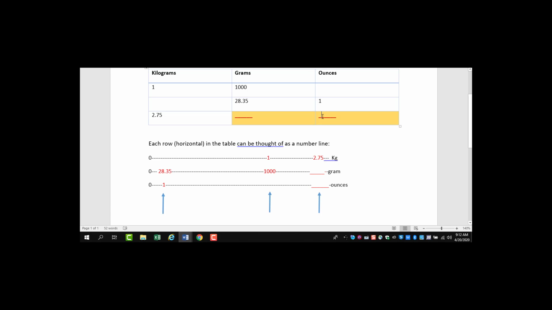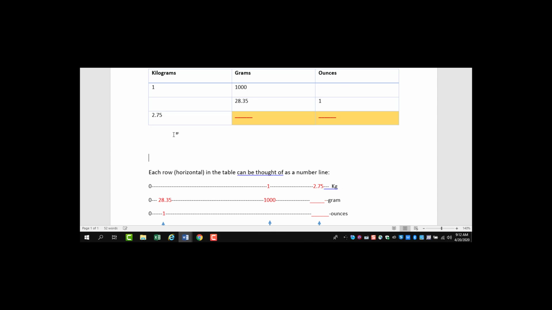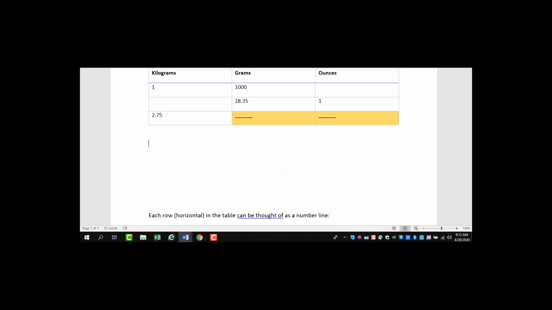I can't directly find this fact, because I don't have a conversion from kilograms to ounces. I just don't know what that is. The only conversion I have is kilograms to grams. Now let's watch. Here's the kilogram to grams right here. So that's one ratio. And here will be the second ratio, which makes a proportion. So I'm going to write that down, give some space, and write that down right here.